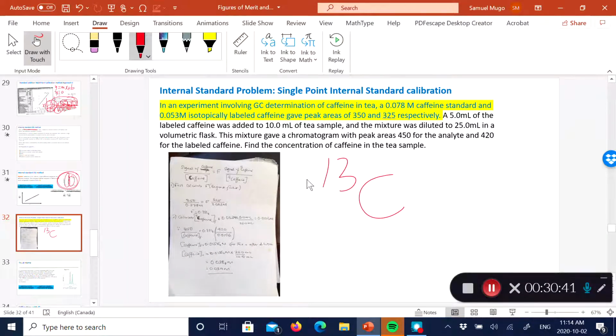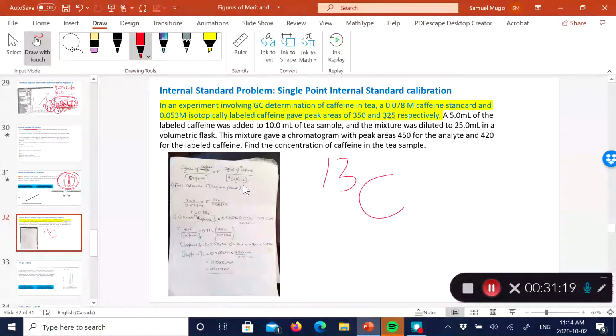That's how you do isotopic labeling, where you knock out one of the atoms or elements in the structure and replace it with a heavier isotope of that element. Okay, and that's an isotopic label, and that's how you do labeling. So in this case you took the caffeine standard, analyzed it using the GC, and got a peak of area 350. And then you analyzed an isotopic label internal standard of a known concentration, and you got 325.